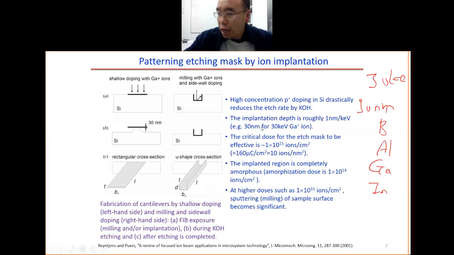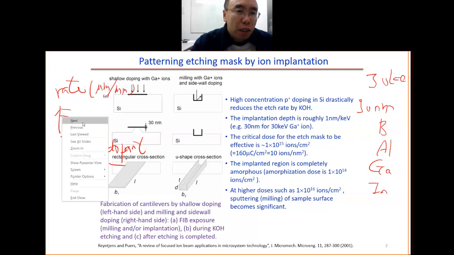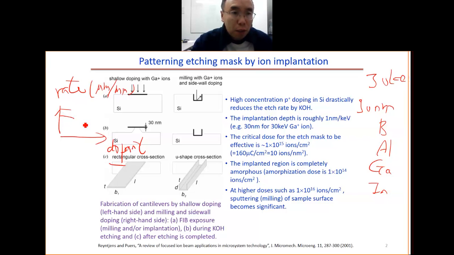For crystal silicon etching using KOH, we have this kind of etching curve. This is the etching rate, in micrometers per minute. This one is the dopant, a p-type dopant. So we have something like this. The etching rate is something like this.